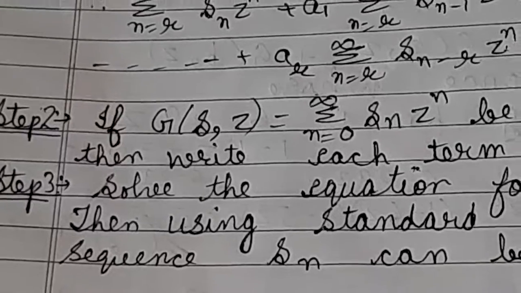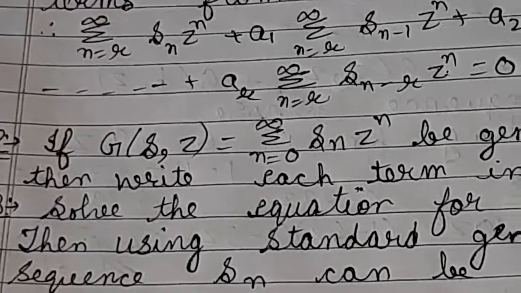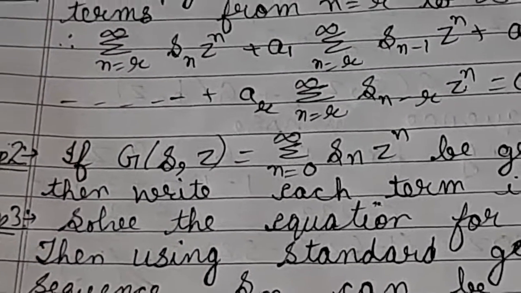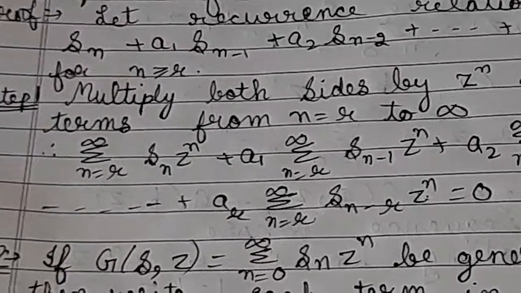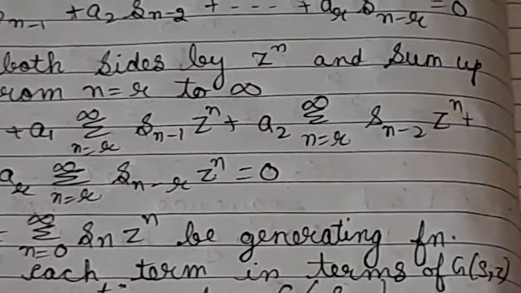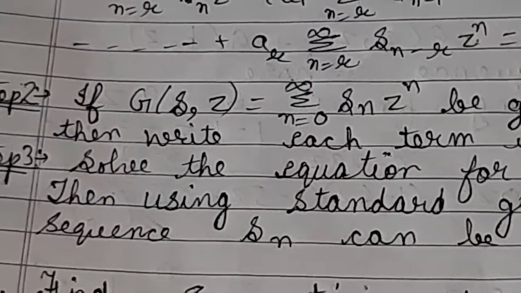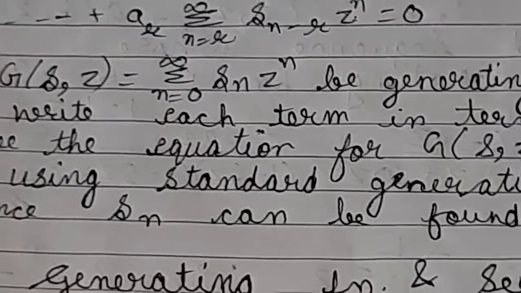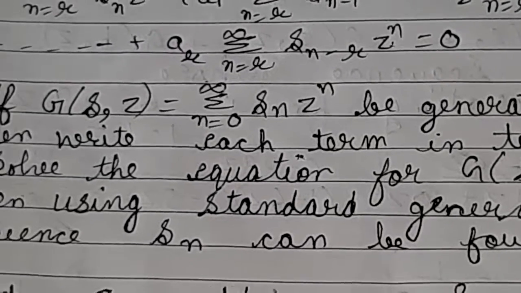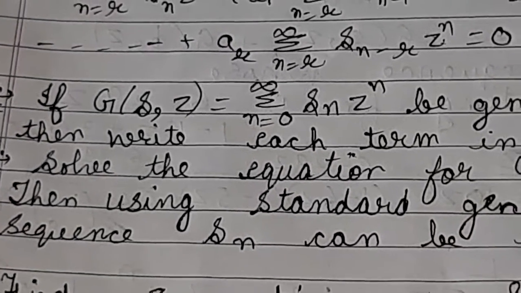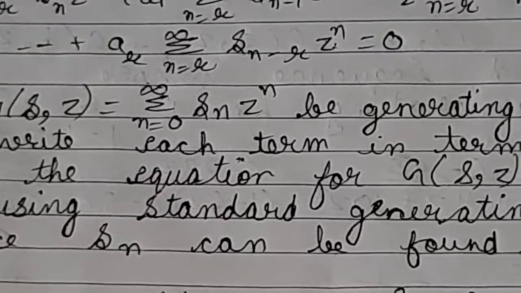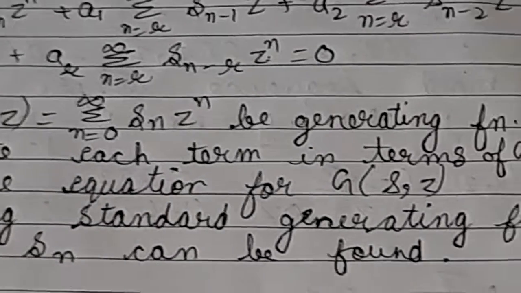Now step 2 is to write each term in terms of G(z). But before moving to step 2, we have to make each term writable in the form of G(z), as G(z) is summation n varies from 0 to infinity Sn into z raised to power n.